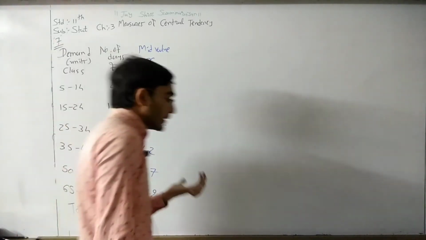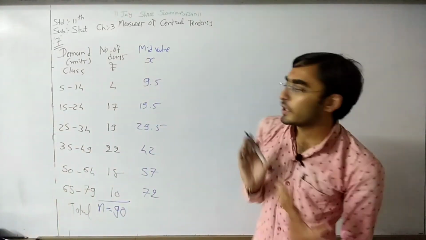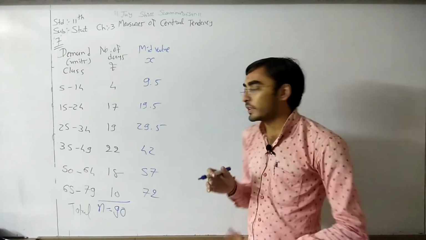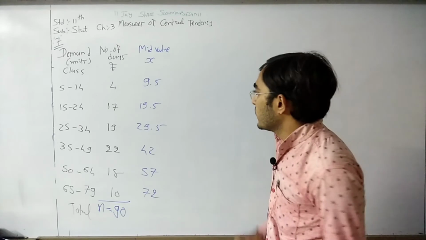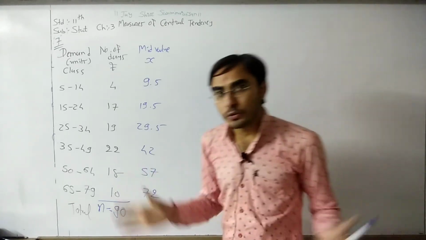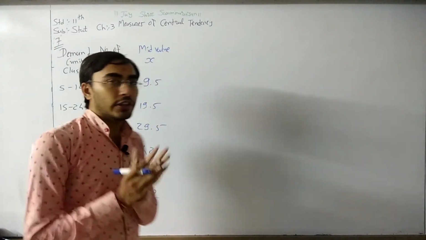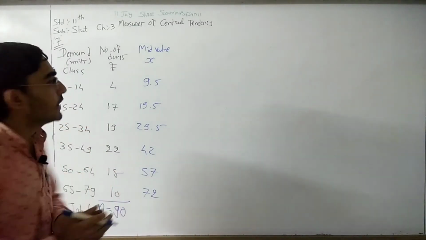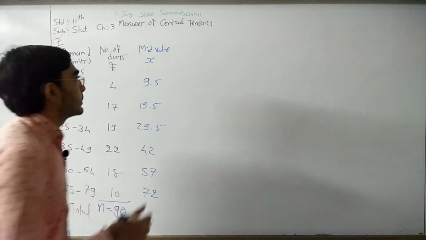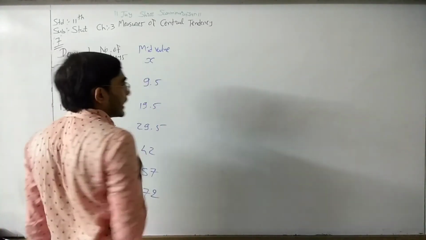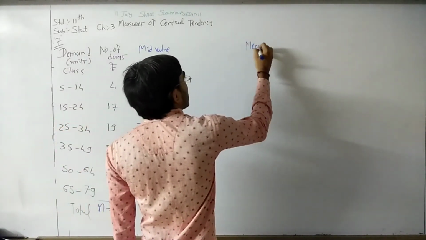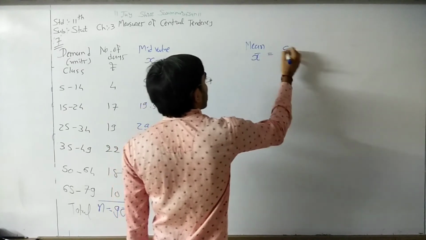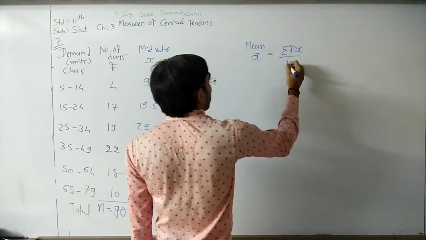Now after that we can use the direct method, otherwise the deviation method. We do not go for deviation here. Just go with the direct method only, because you have the calculator, so you can easily calculate. So in the direct method, what is the formula? Mean x bar is equal to sigma fx divided by n.